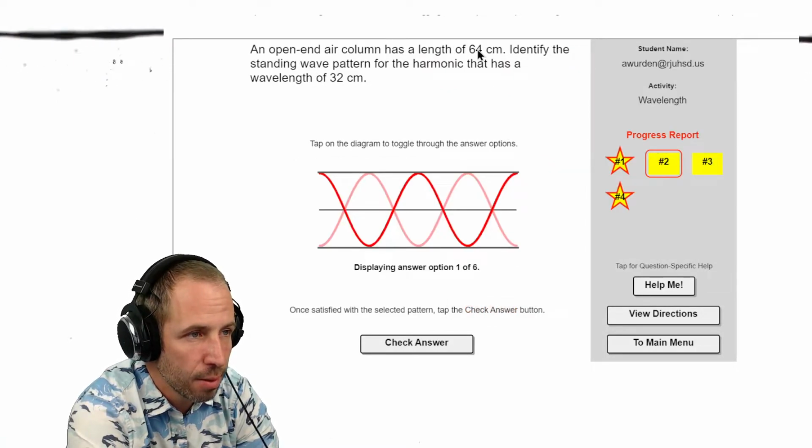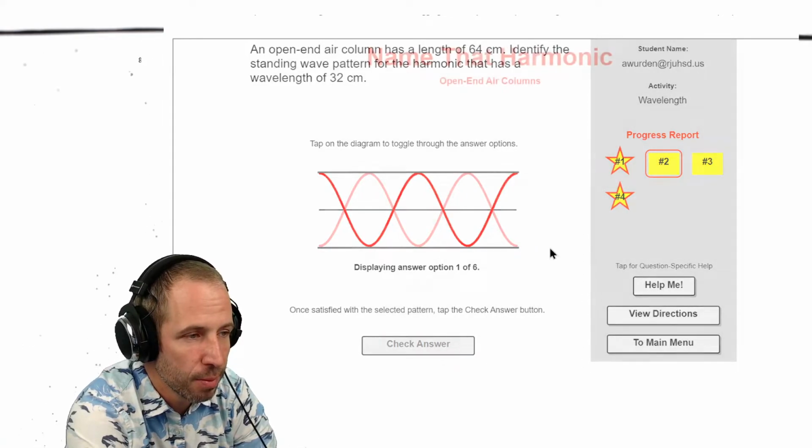Right. We need to have 2 complete waves finish by the time we cover 64 centimeters. 1, 2, boom.